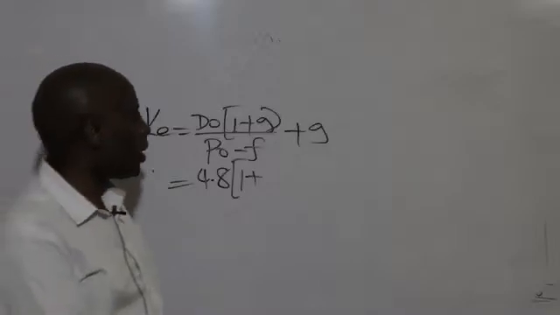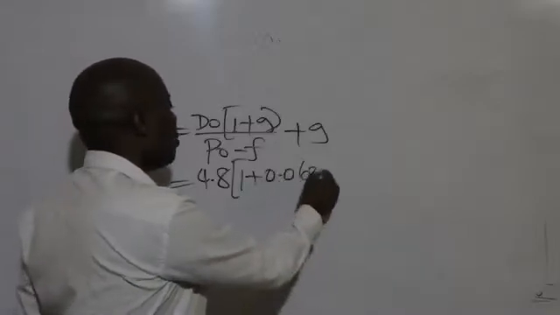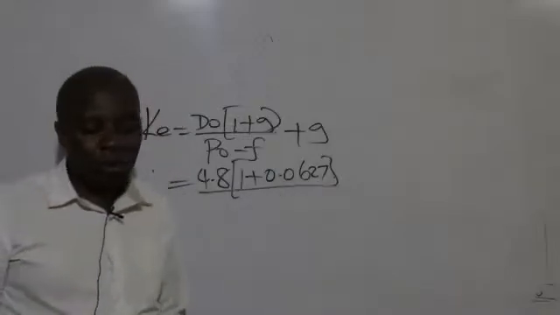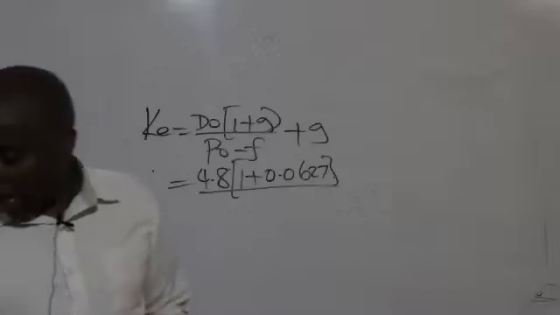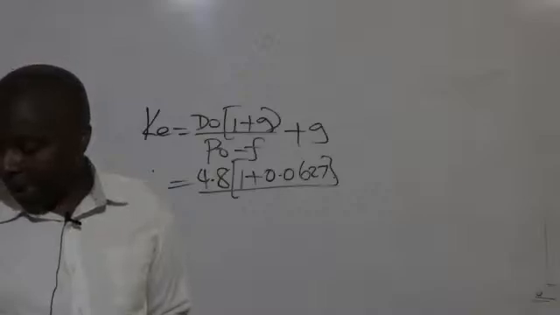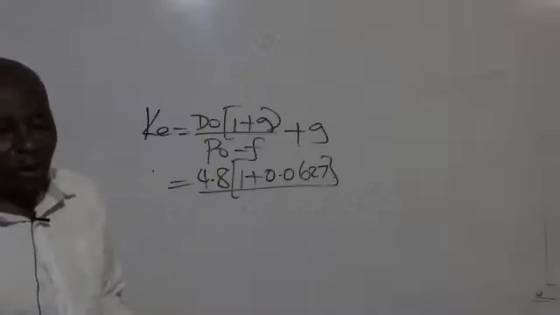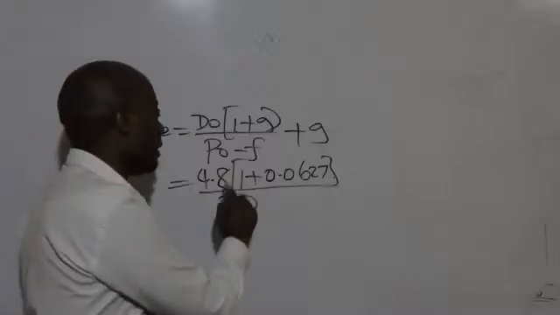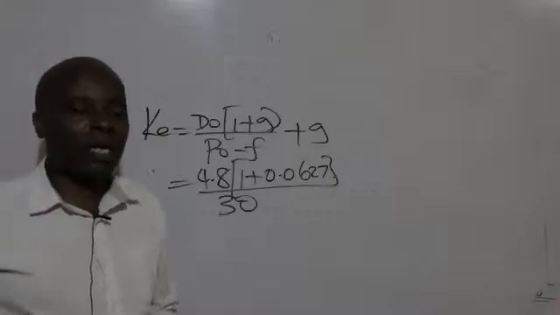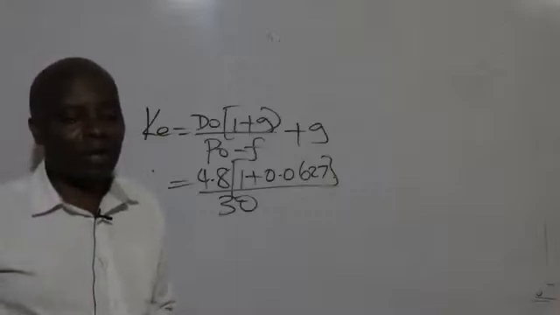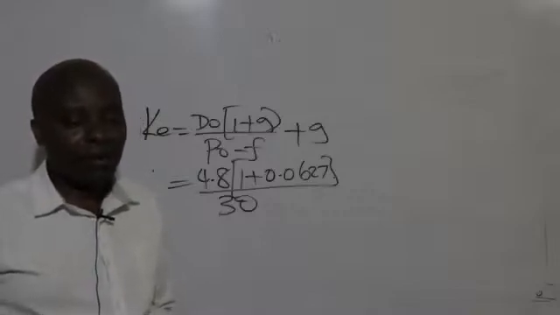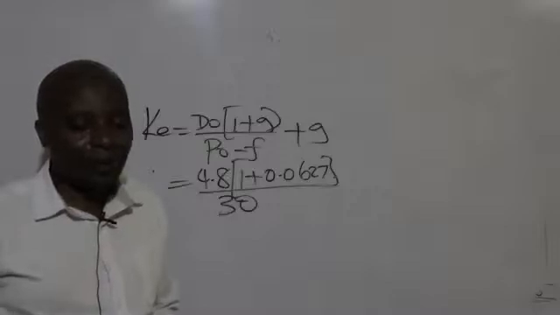6.27, thank you very much. So plus 0.0627 all over P0. P0, the current market price per share. The current market price per share is 30. There's no flotation cost. Is there somebody who's able to see 30? Check there.